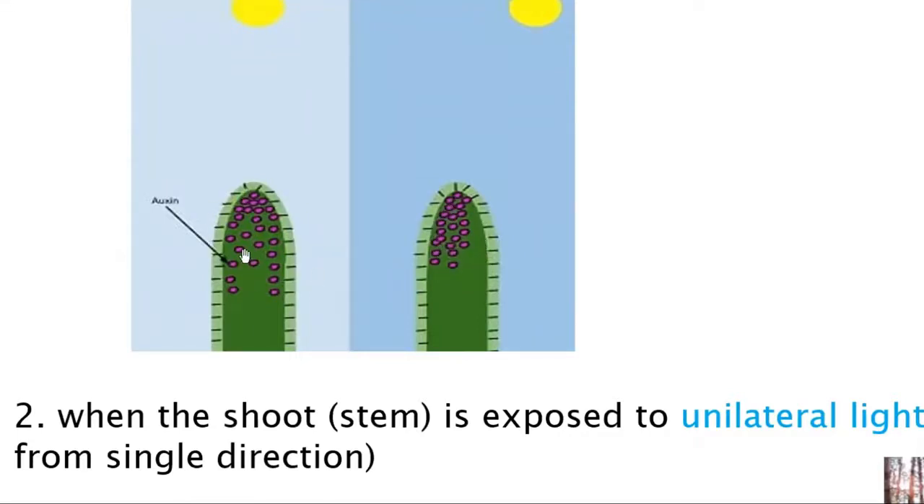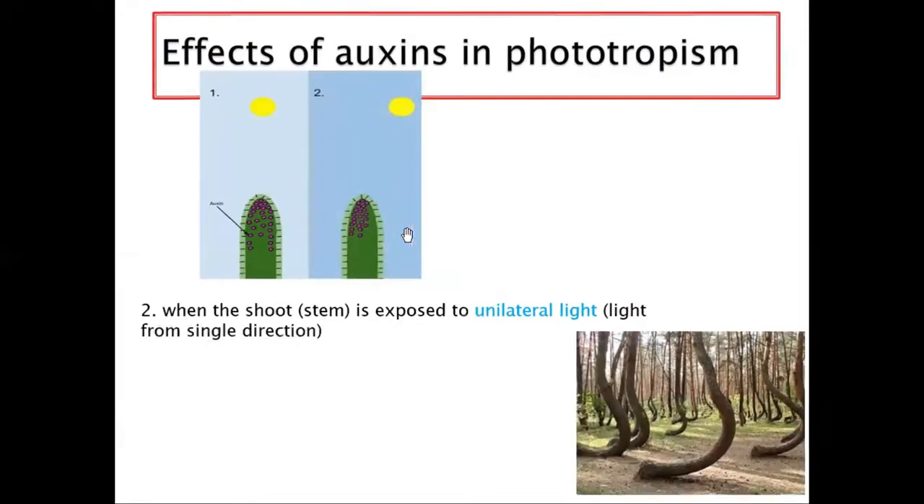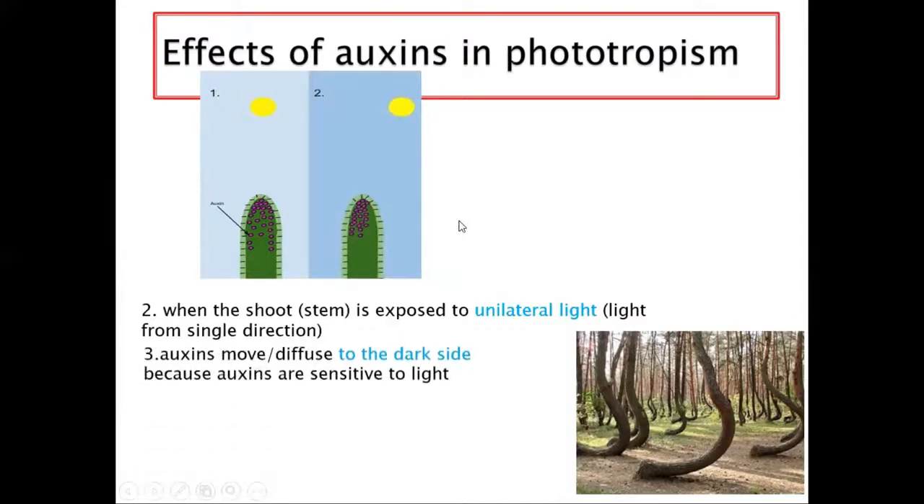Here you see that they were distributed equally, but now they have moved a little from the side where the sun is, and they have gone to the dark side of the shoot. Auxins move or diffuse to the dark side because auxins are sensitive to light. Then the auxin concentration will be high on the shaded part, the dark side. Remember we said that these auxins are growth promoters.